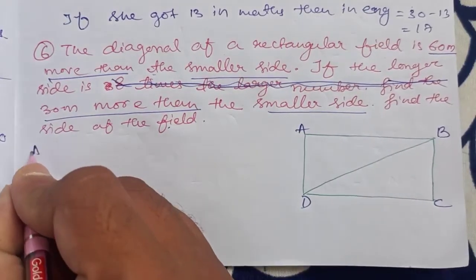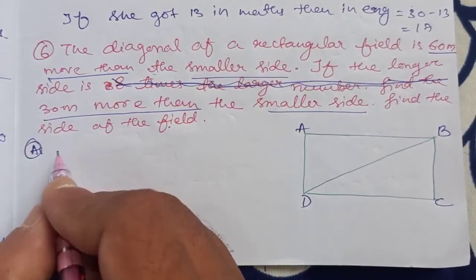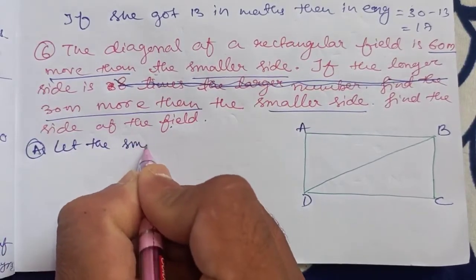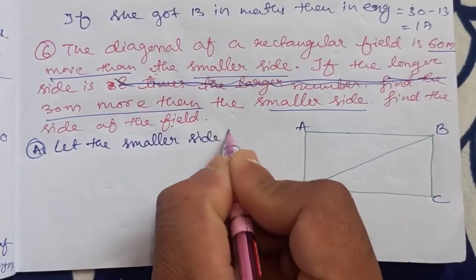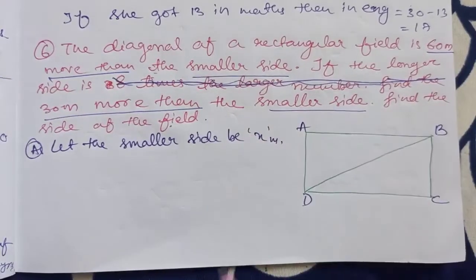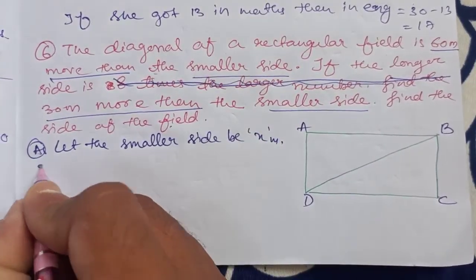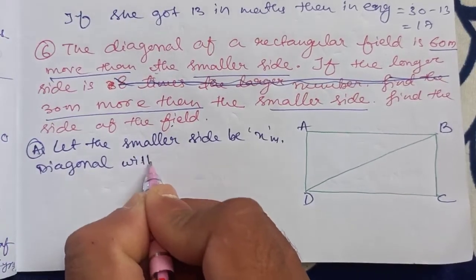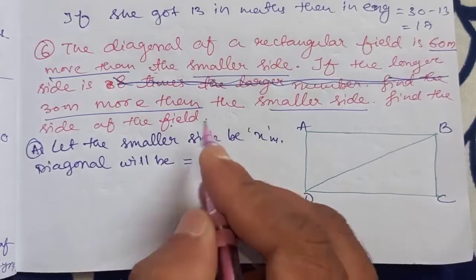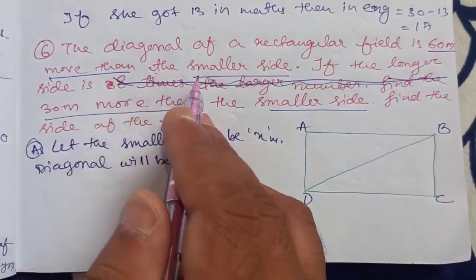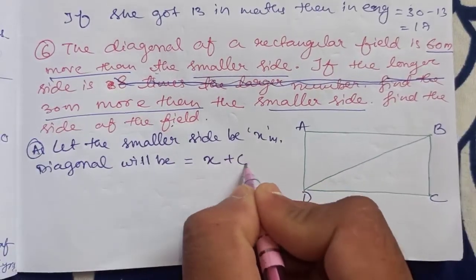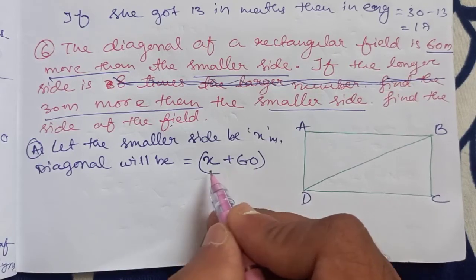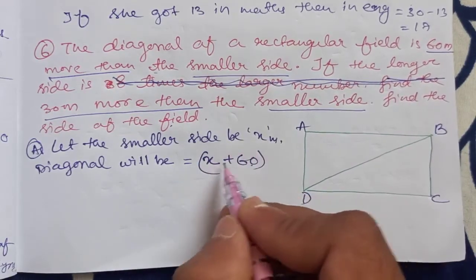Okay, so in the question both are related with the smaller side, so we will take, let the smaller side be x meter. So what is the value of diagonal? Diagonal is 60 meter more than the smaller side. Smaller side is x, so 60 meter more means x plus 60. This is the value for diagonal.